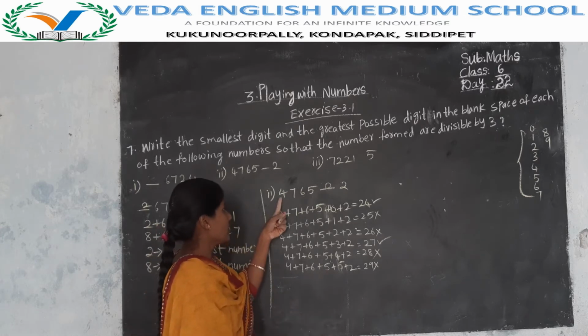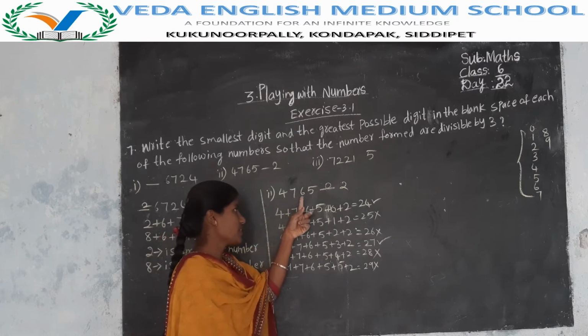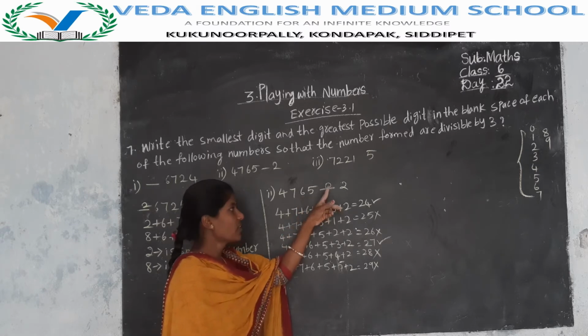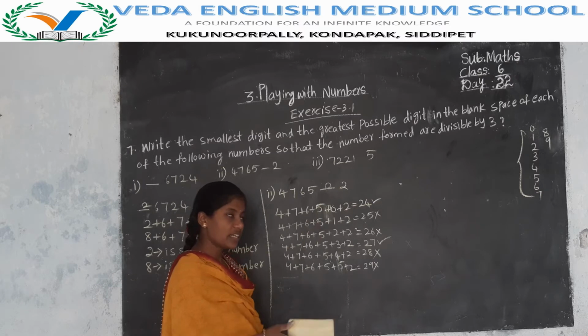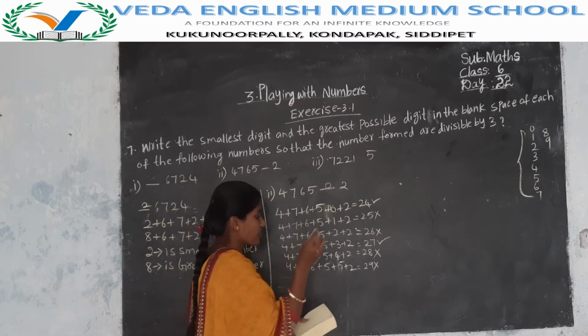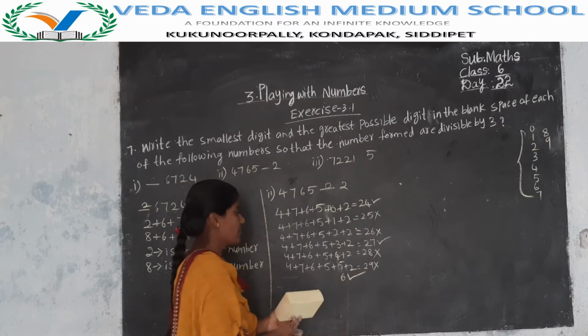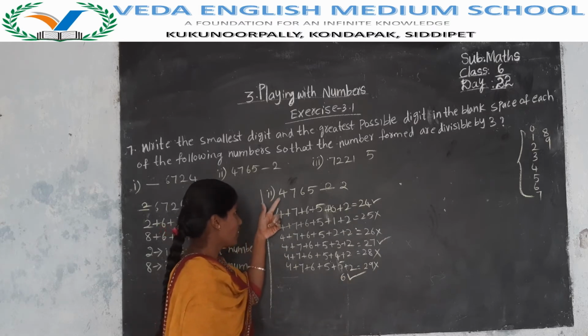We'll calculate here only. 4 plus 7, 11, 11 plus 6, 17, 17 plus 5, 22, 22 plus 6, 28, 28 plus 2, 30. Yes, 30 is divisible with 3. So, 6 is also possible. After 6, what is the next number? 7 we have to take.